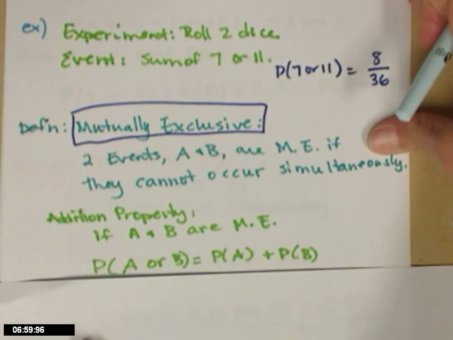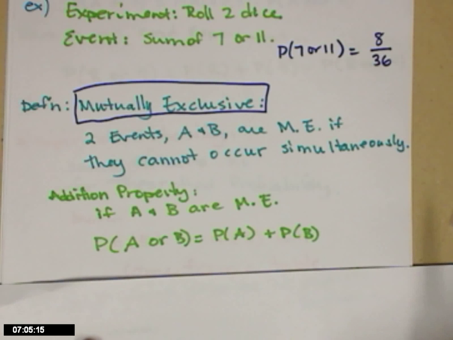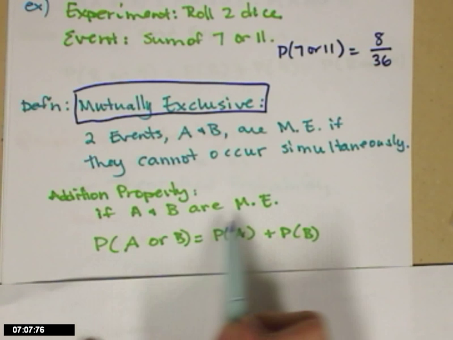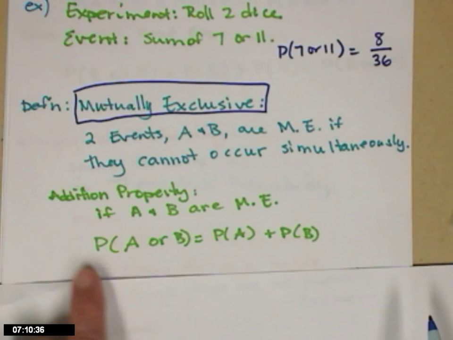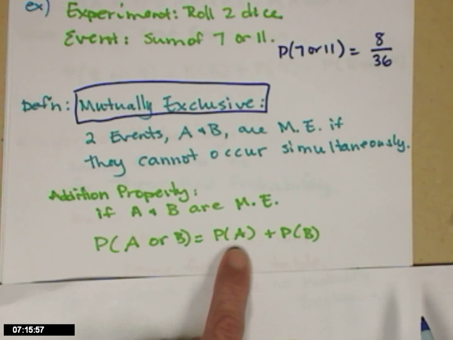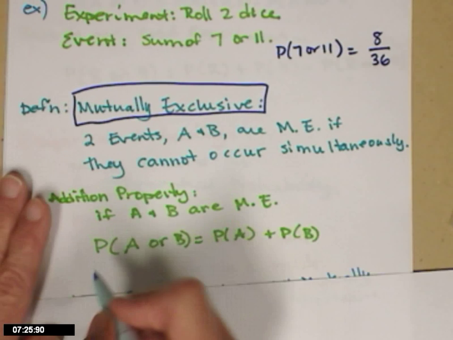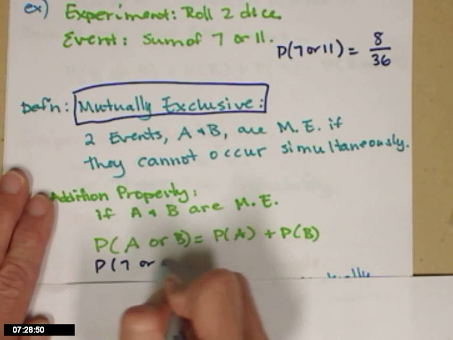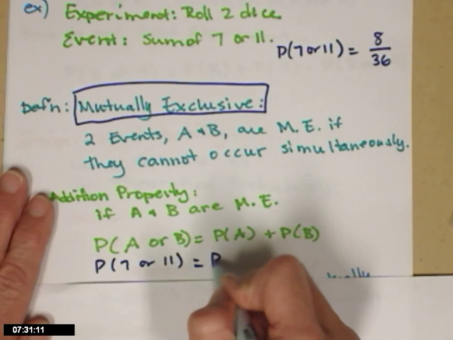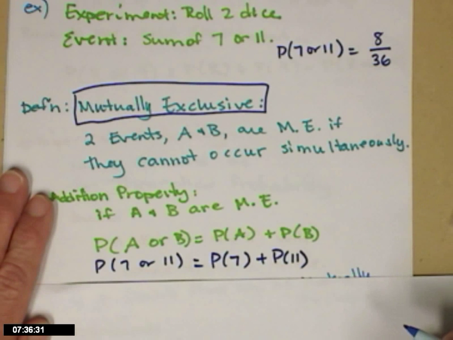Okay. So that brings us to our first property, the addition property. If A and B are mutually exclusive, then the probability of A or B, 7 or 11, equals the probability of A plus the probability of B. So let's make sure that works for that example we just did. So probability of 7 or 11 should be the probability of 7 plus the probability of 11.